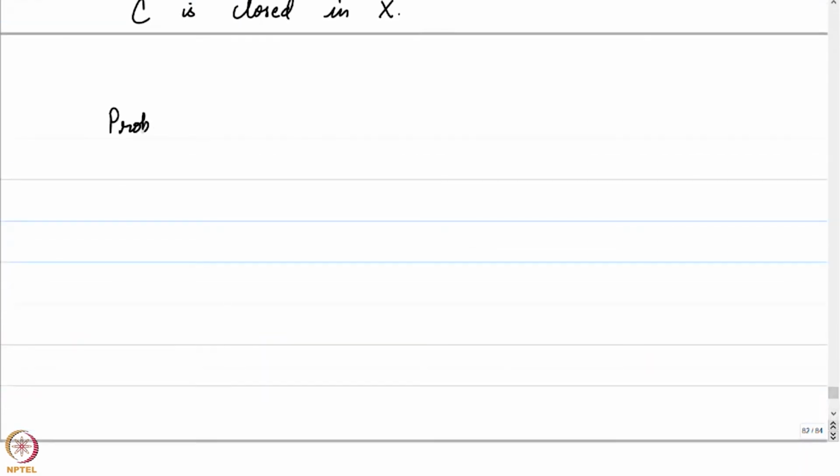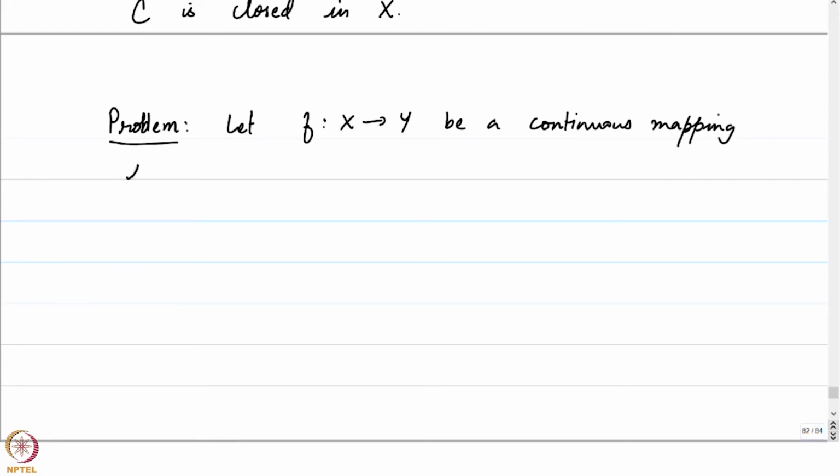The problem asks us to prove that whenever we have a continuous mapping from a compact metric space to another metric space, then it should necessarily be a closed mapping. So let f from X to Y be a continuous mapping from a compact metric space to another metric space.